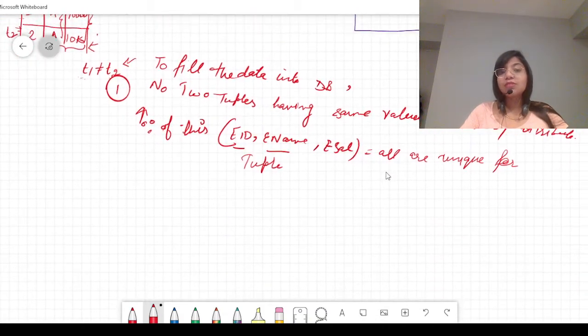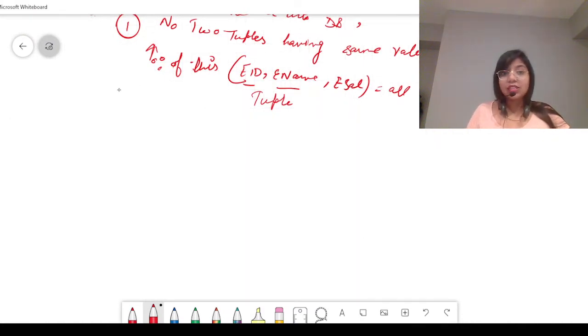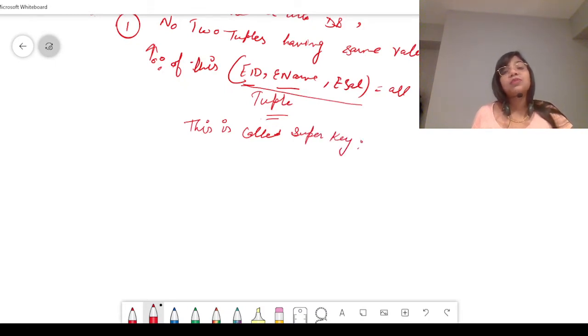Because of this uniqueness, if I take these three attributes and uniquely identify a tuple, then this is called a super key. This is called a super key. So what is a super key? If I am able to uniquely identify each tuple with those attributes, then it is called a super key.